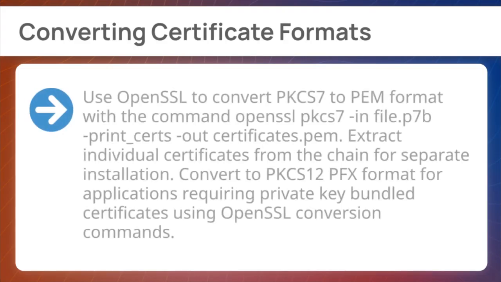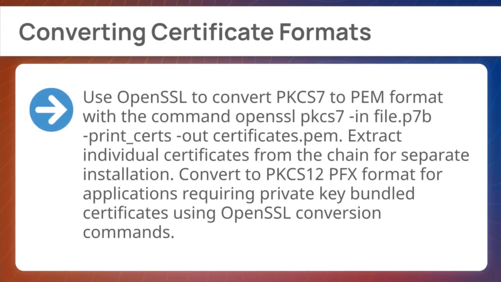Finally, converting certificate formats. Use OpenSSL to convert PKCS7 to PEM format with the command openssl pkcs7 -in file.p7b -print_certs -out certificates.pem. Extract individual certificates from the chain for separate installation. Convert to PKCS12 PFX format for applications requiring private key bundled certificates using OpenSSL conversion commands.